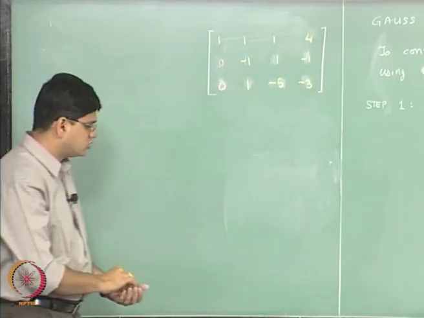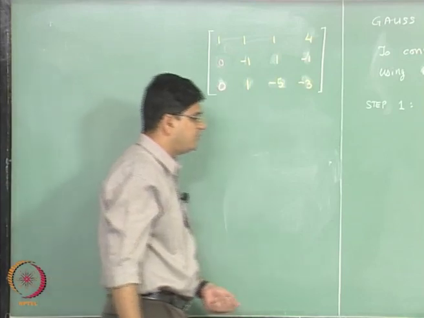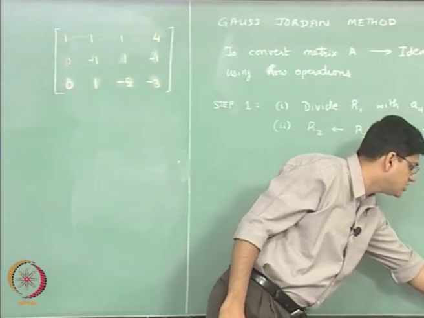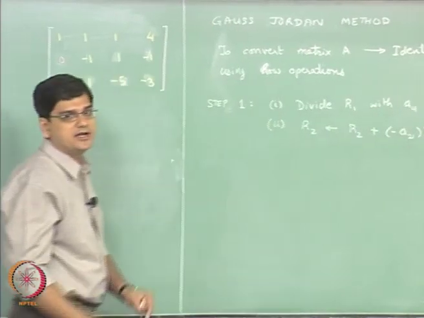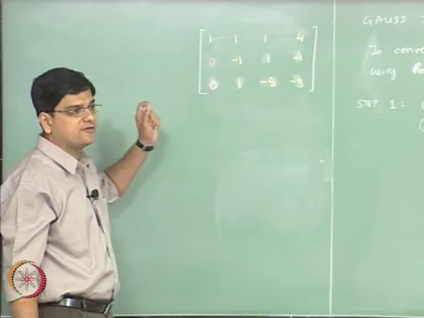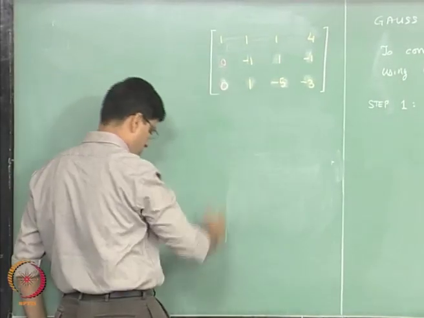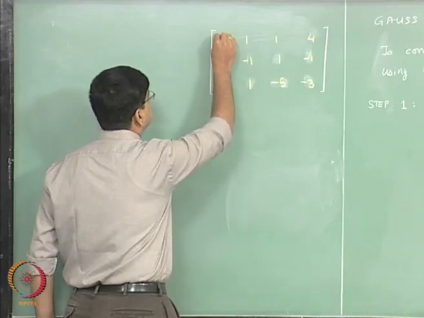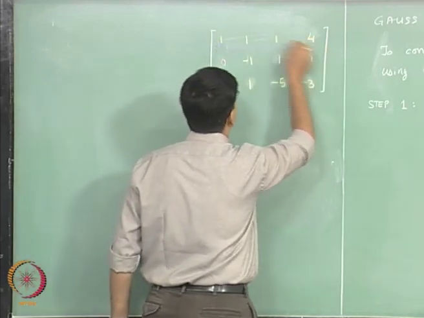So the difference that we find between the Gauss elimination step and the Gauss-Jordan step in step 1 is what I will show. I will just box it with this purple color box.